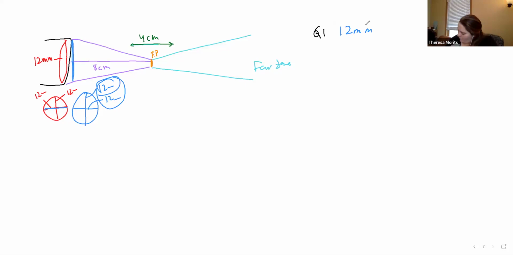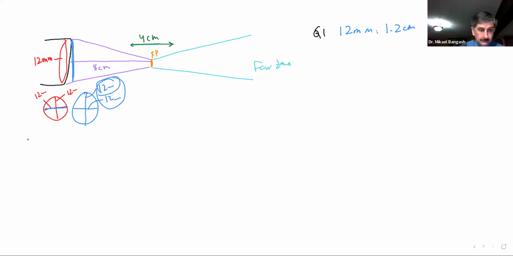Why? Because the beam has just started its journey. It hasn't started converging. So immediately it is going to be the same as the diameter of the PCT. Now, please keep in mind, guys, 12 millimeters can also be 1.2 centimeters, right? Good.